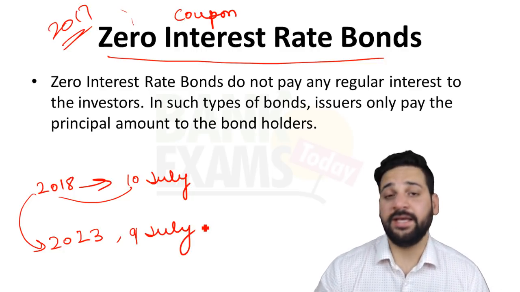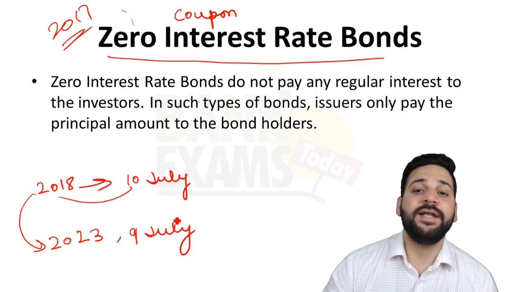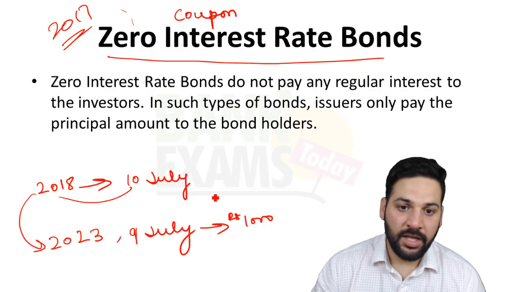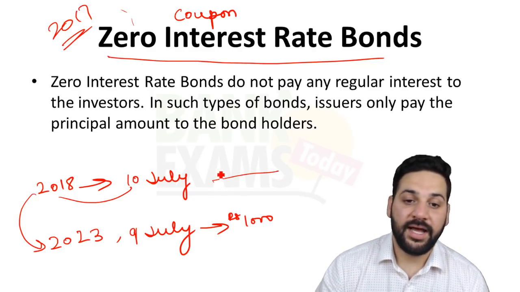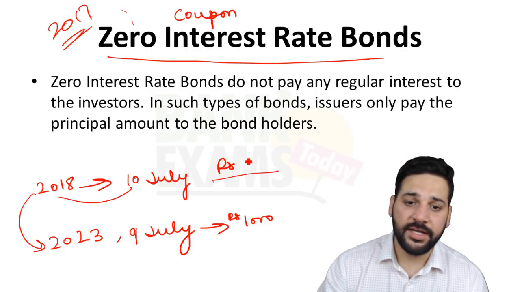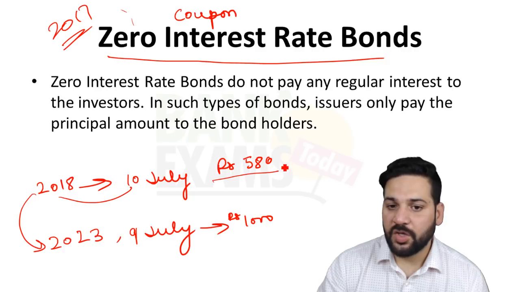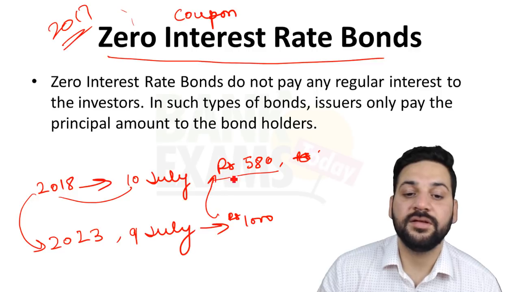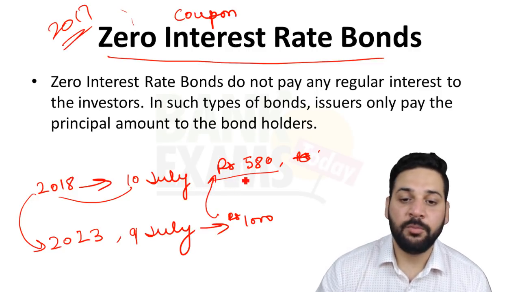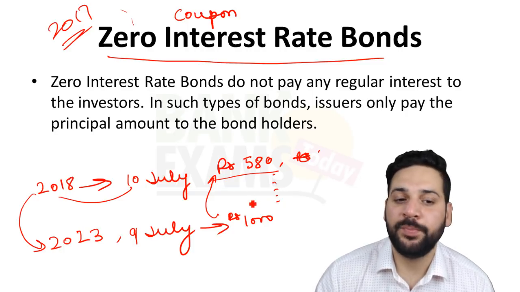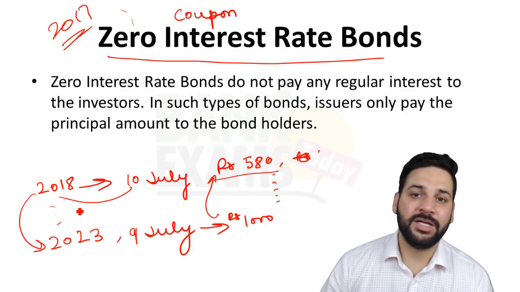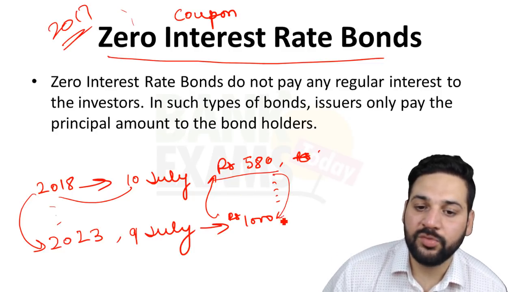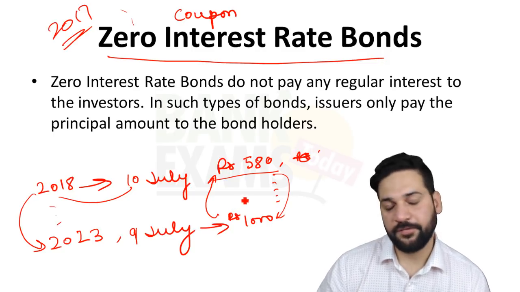So instead of paying a coupon, I will provide a deep discount. The maturity value is rupees 1000 per bond, and today I issued it at, let's say, rupees 580 or rupees 630, whatever the amount is. So I am issuing this bond at a deep discount, and I'm not going to pay any coupon or any interest during 2019, 2020, 21, 22. In 2023, I will pay rupees 1000 per unit of bond.